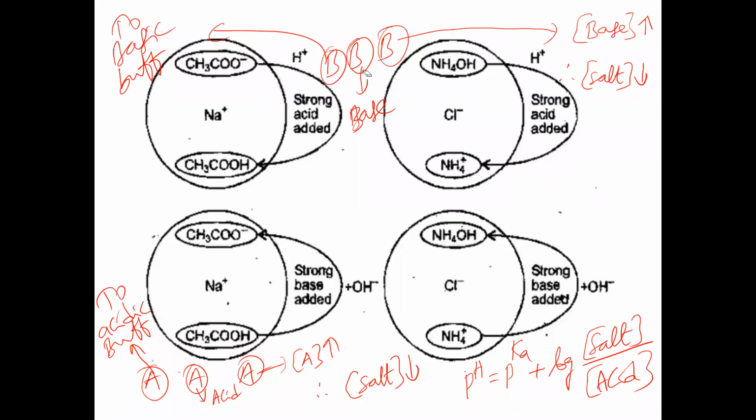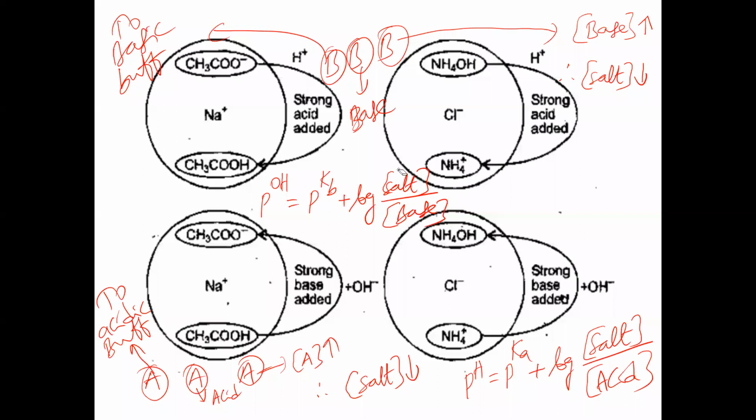Okay. So in case of basic buffer, what is pOH? pOH of basic buffer: is it equal to pKb or pKa? pOH is equal to pKb plus log of salt concentration divided by base concentration.